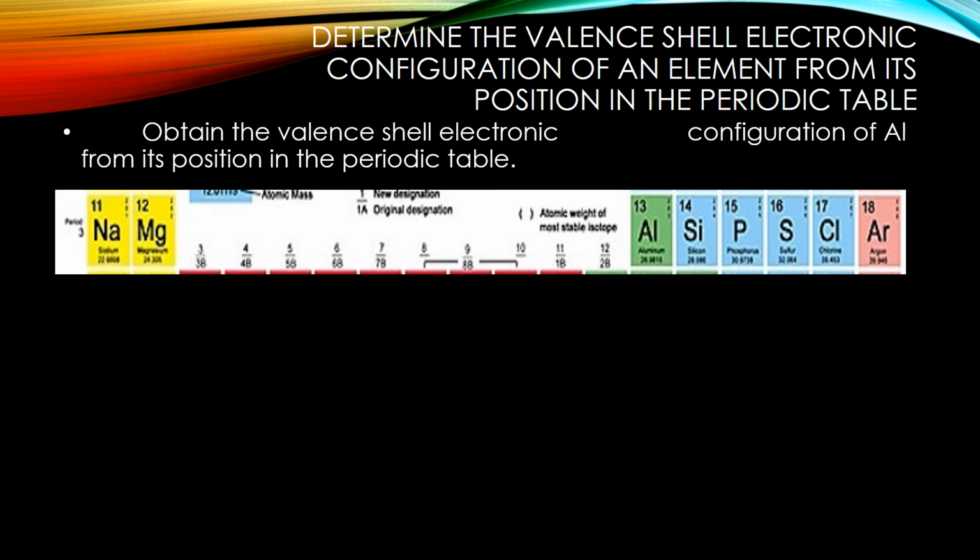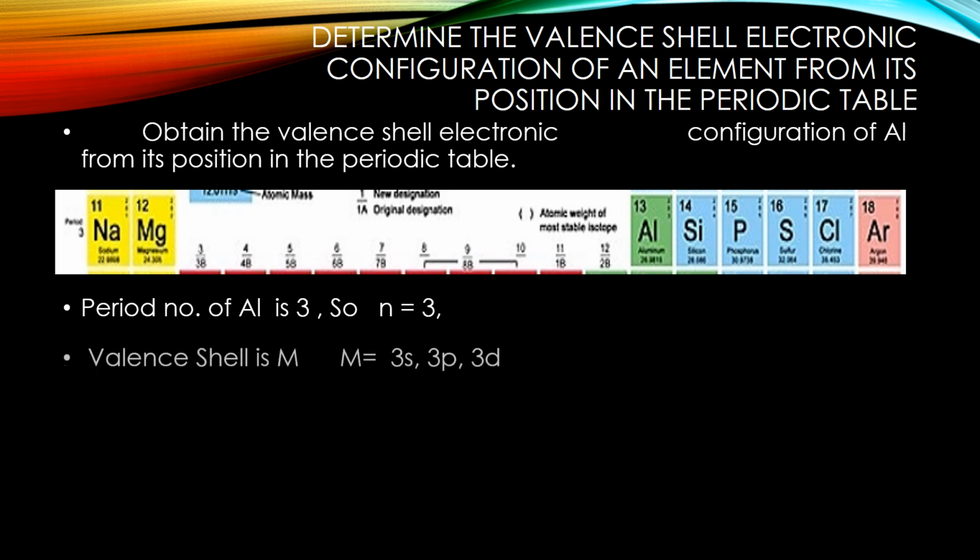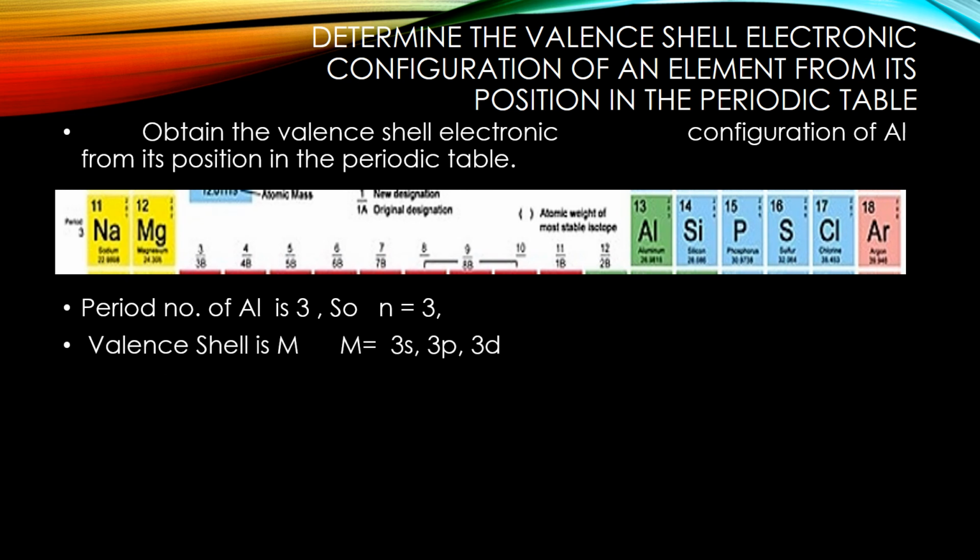You can see here the aluminium is present in the third period. So the period number of aluminium is 3. It means its n value is 3, as we find the n value according to its period number. So in the third period, the n value is 3. And if the n value is 3, then the valence shell will be the M shell. And the M shell contains 3 orbitals, 3s, 3p and 3d.